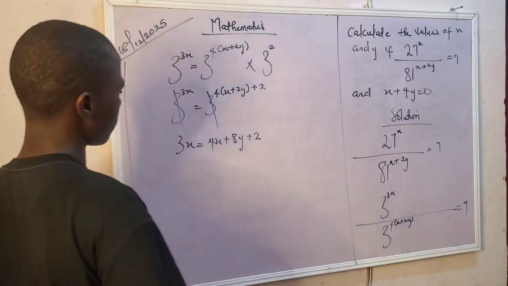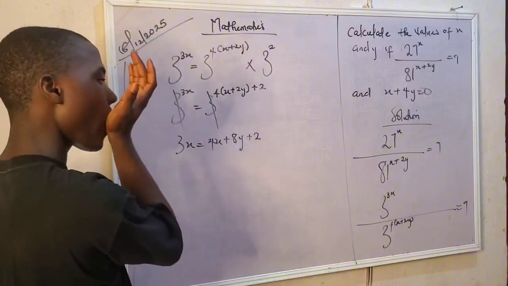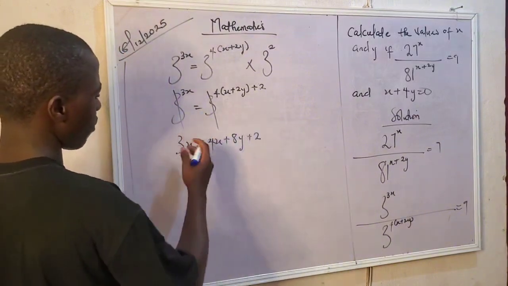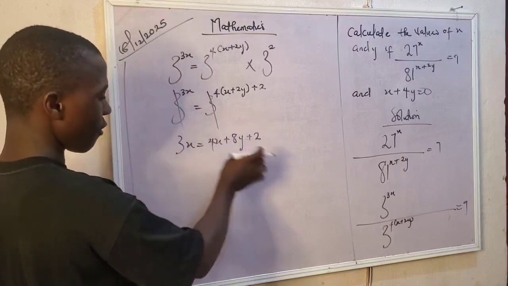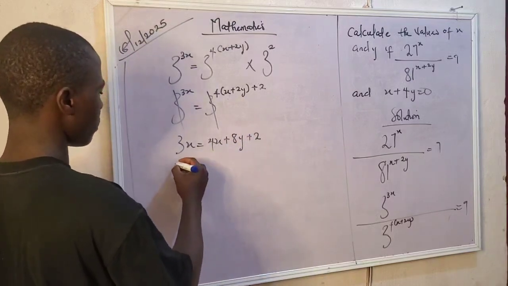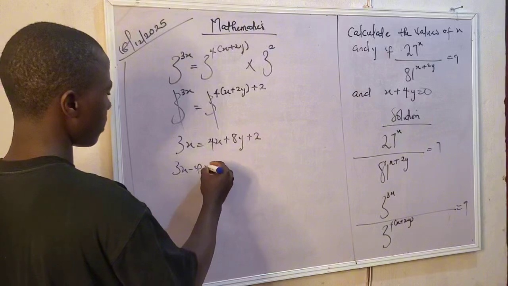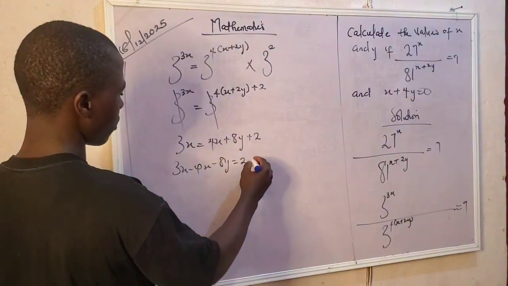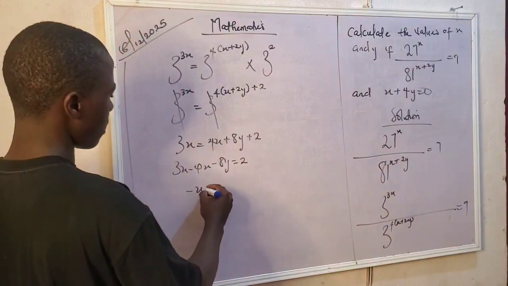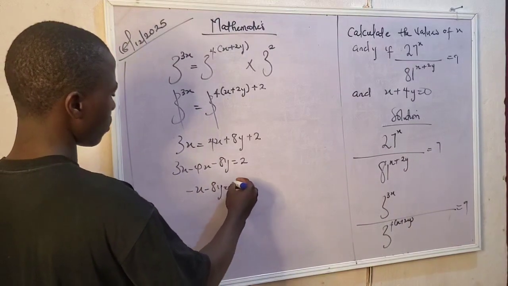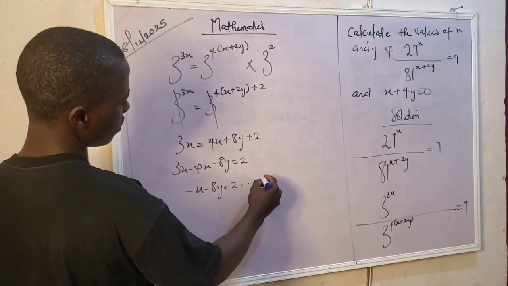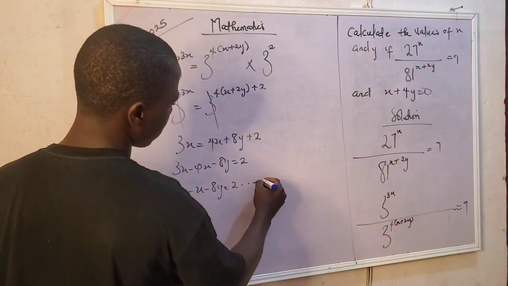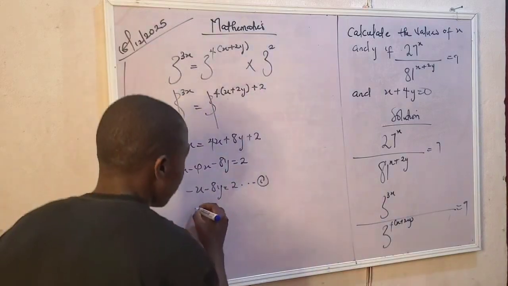Am I correct? Yes. So we take like terms. We just cross both 4x and 8y to this side, so they become minus. So this becomes 3x minus 4x minus 8y equals 2. So this becomes minus x minus 8y equals 2. This is our equation 1.